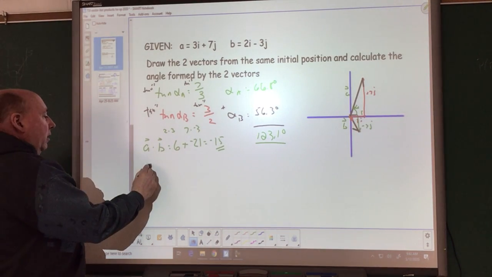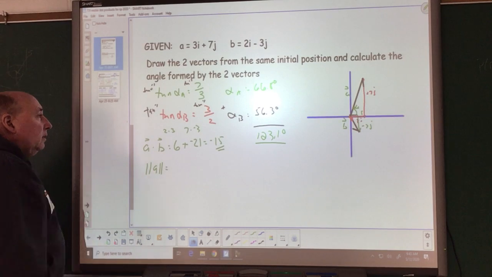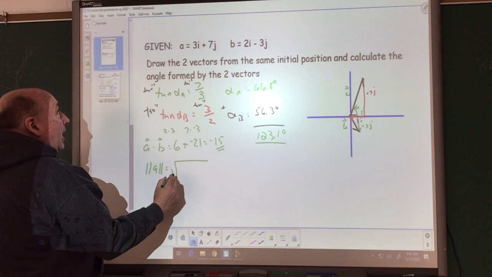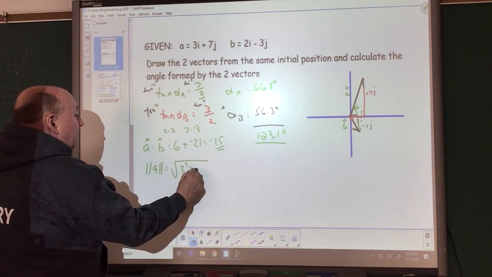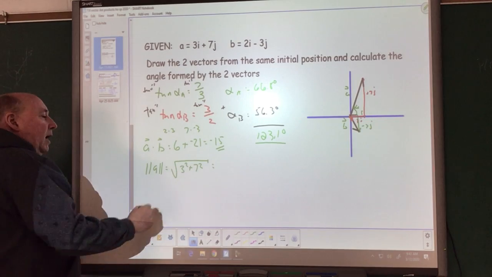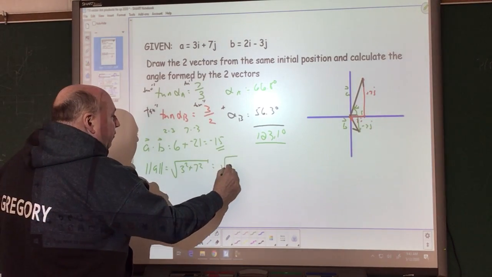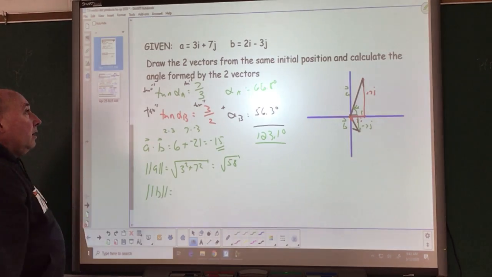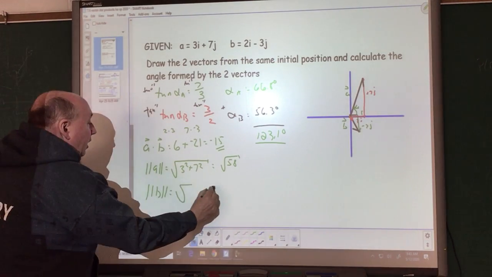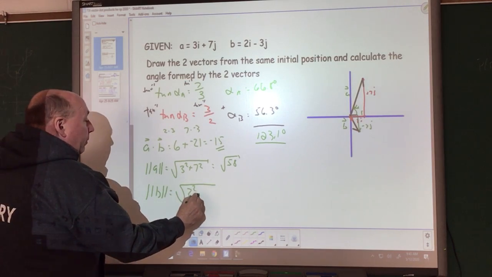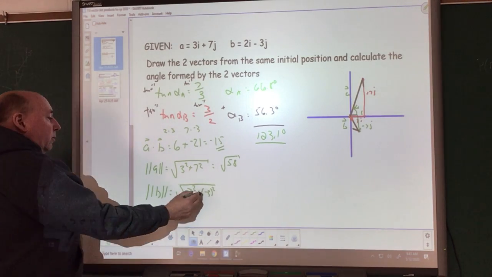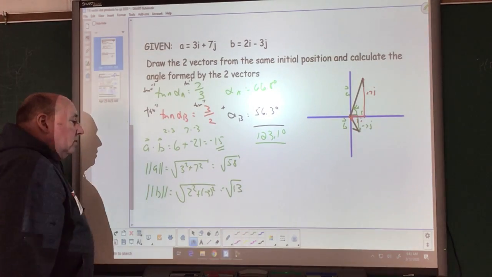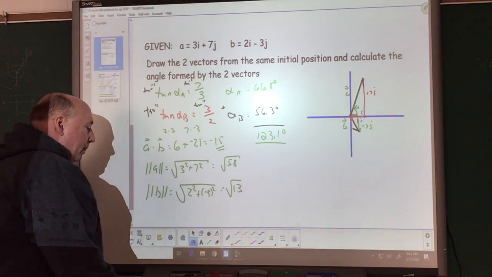The magnitude of A, once again, I just leave it in unsimplified radical form. We have 3 squared plus 7 squared. So we have 9 plus 49. We have square root of 58. The magnitude of B is the square root of 2 squared plus negative 3 squared. So we have 4 plus 9. We have square root of 13.